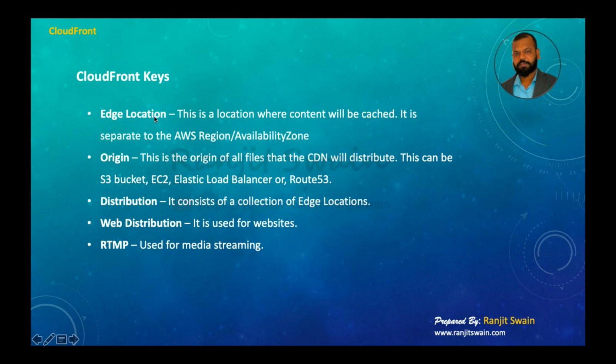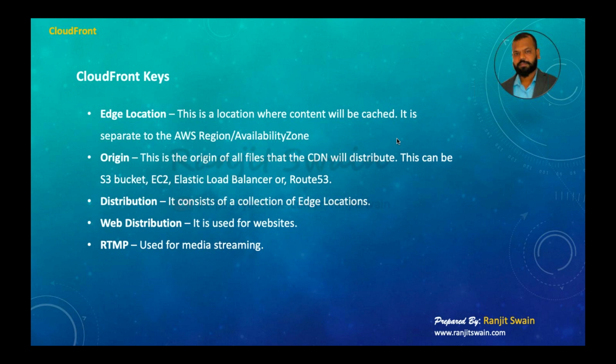It is separate from the AWS region or availability zone. It is never attached to or interacting with any AWS region or availability zone. They keep these edge locations separate so that they can give a very good quality of service to the customer in a faster way. That's why they have created separate edge locations. These edge locations also have sets of servers, some data centers, kind of small houses where they have kept the servers, and they use those servers as edge locations. So that's the edge location.